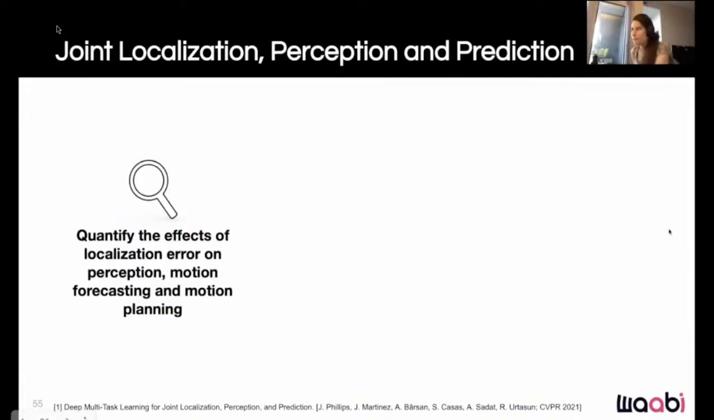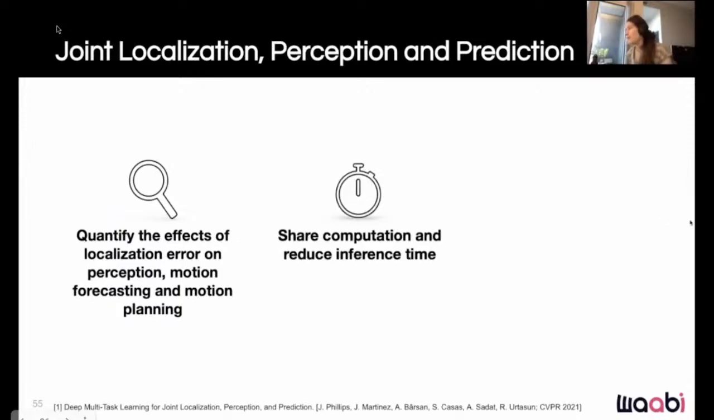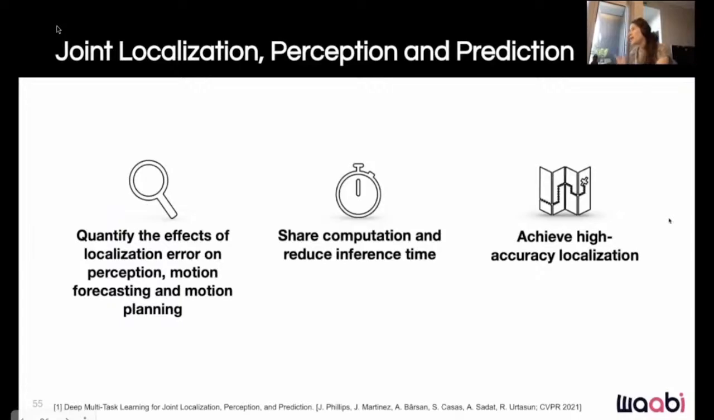So in conclusion, in this work, we quantified the effects of localization error on perception, prediction, and motion planning and found that a small amount of localization error is acceptable for autonomy. Then we designed a joint system that shares computation and features between localization, perception, and prediction, and achieves high localization accuracy at a reduced inference cost.